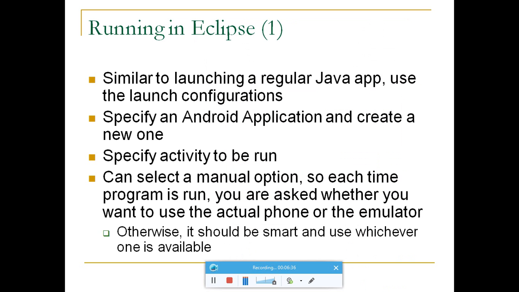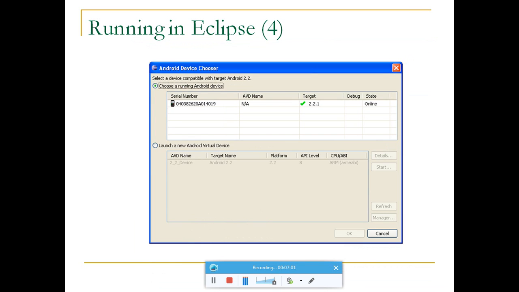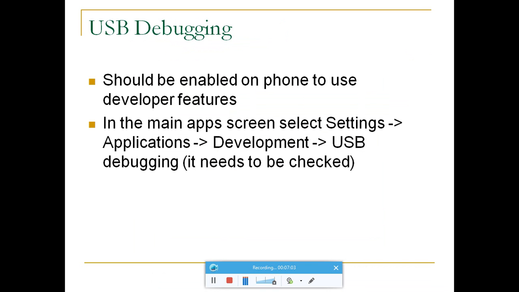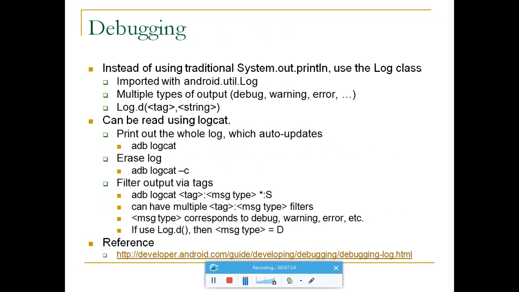Running in Eclipse is similar to launching regular Java apps using a launch configuration. Specify the Android application and create a new one, and specify the activity to be run. You can select the manual option, so each time the program is run you are asked whether you want to use the actual phone or an emulator. Run in Eclipse to launch the default activity, or manual to select the target. Enable USB debugging so the phone can use the developer features. The Android Debug Bridge is used for a wide variety of developer tasks, giving direct access to the platform's Android directories.